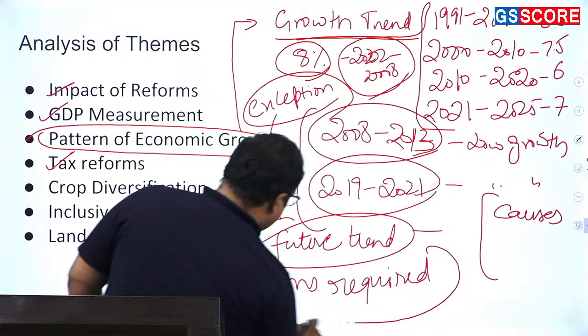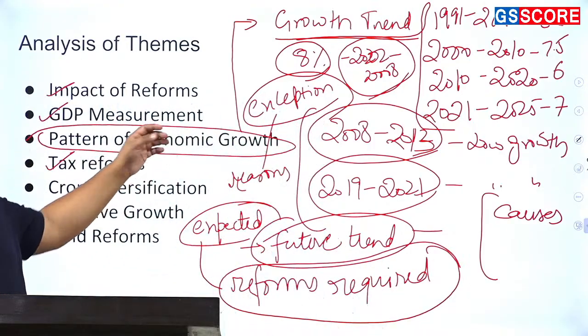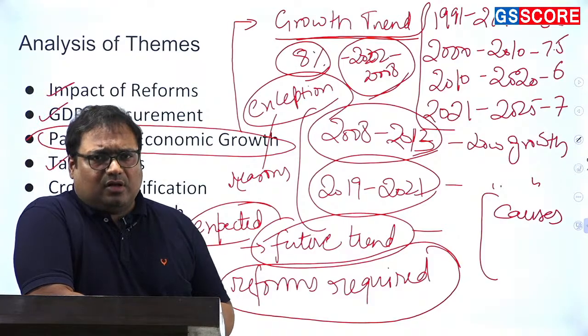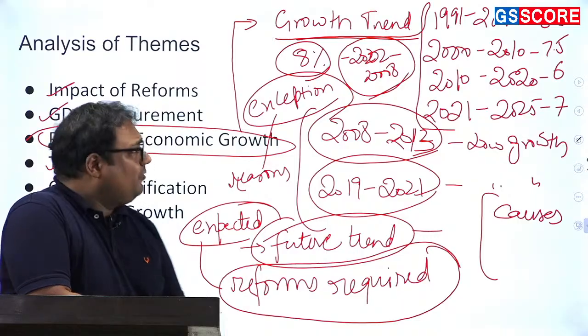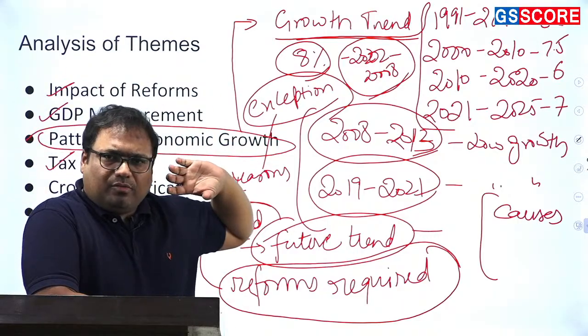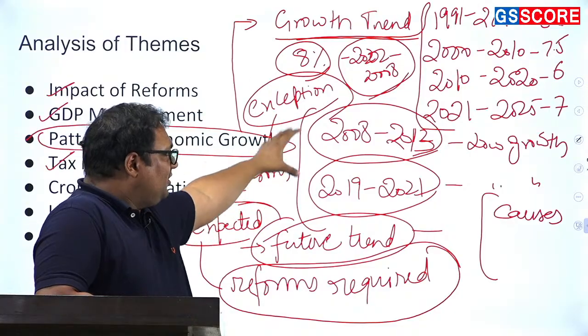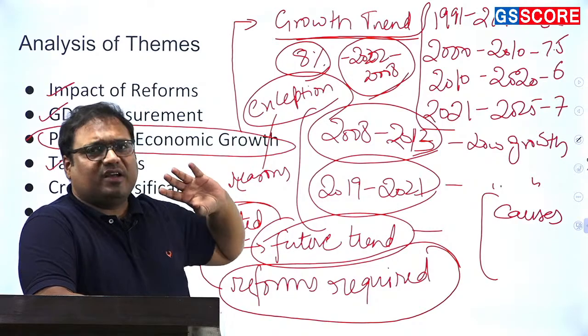Any topic which is related to trend, whether it is unemployment, inflation, GDP, per capita income, or industrial growth, you have to look into it. What is the general growth trend? What are exceptions in that? What are the reasons for those exceptions? What went wrong at that time? Then future, what are we expecting?